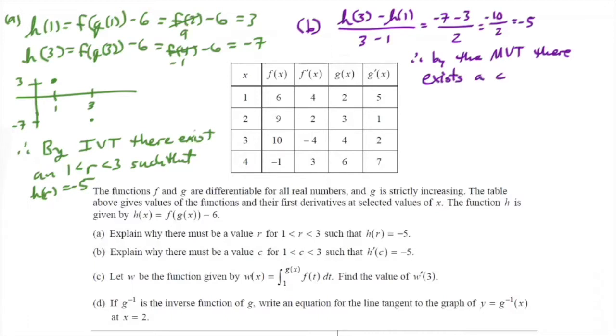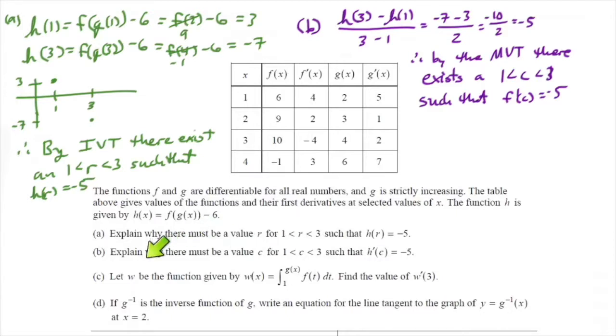So now, therefore, by the mean value theorem, MVT, there exists a C between 1 and 3 such that f prime of C equals negative 5. Alright, cool. So we answered those 2 questions. Let's go on to the next.